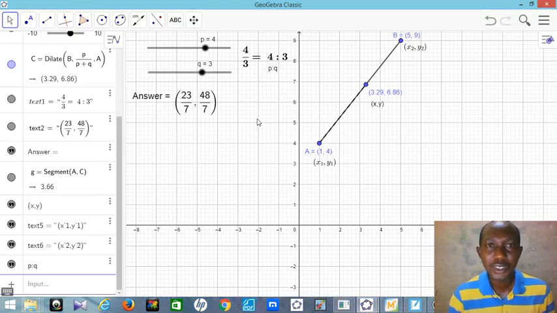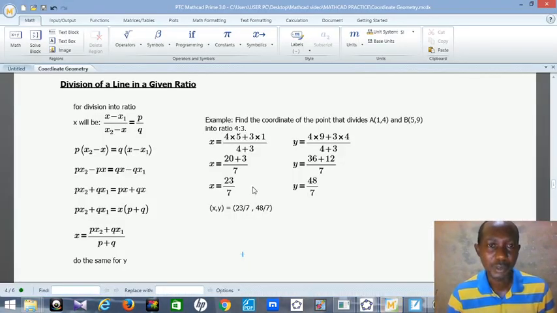For external division, I told you when you have a negative ratio, it is the same formula. If this ratio were to be minus 4, this same formula will be applicable. You will get your result. So don't be afraid. Let me just demonstrate it before we go for today.